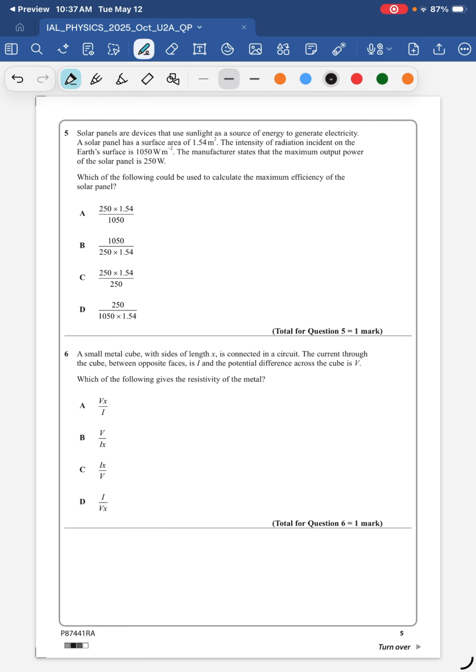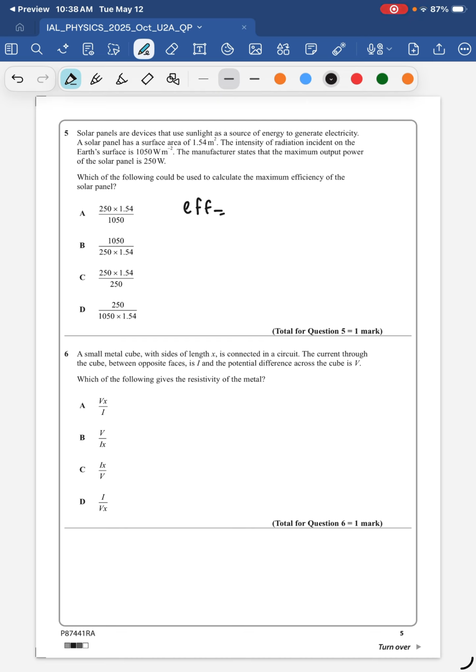Okay, question number 5. Solar panels are devices that use sunlight as a source of energy to generate electricity. A solar panel has a surface area of 1.54 square meters. The intensity of radiation incident on the Earth's surface is 1050 watts per square meter. The manufacturer states that the maximum output power of the solar panel is 250 watts. Which of the following could be used to calculate the maximum efficiency of the solar panel?